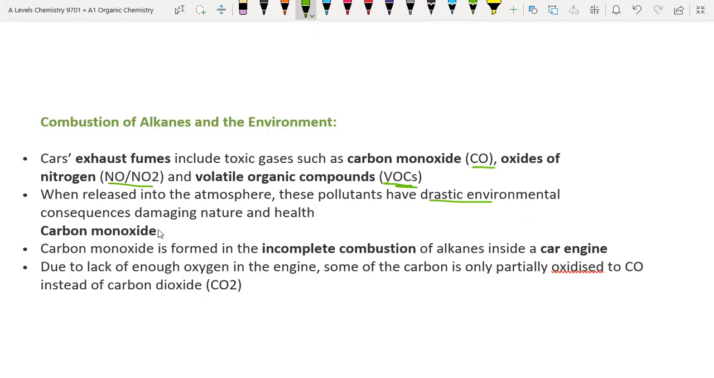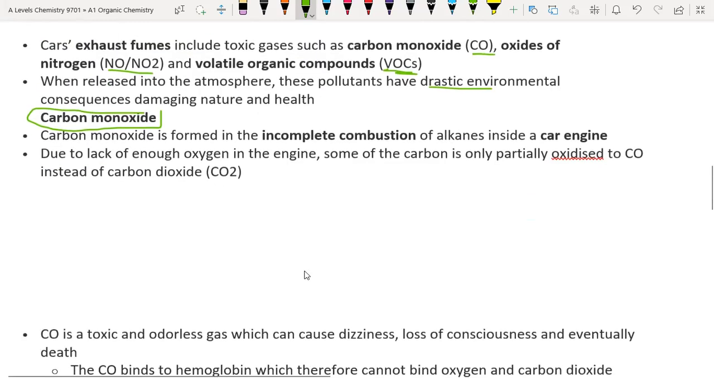What about carbon monoxide? Carbon monoxide is formed in the incomplete combustion of alkanes inside a car engine. We have seen this. Due to the lack of oxygen in the engine, some of the carbon is only partially oxidized to carbon monoxide instead of carbon dioxide. Carbon monoxide is a toxic, odorless gas which can cause dizziness, loss of consciousness, and eventually death.